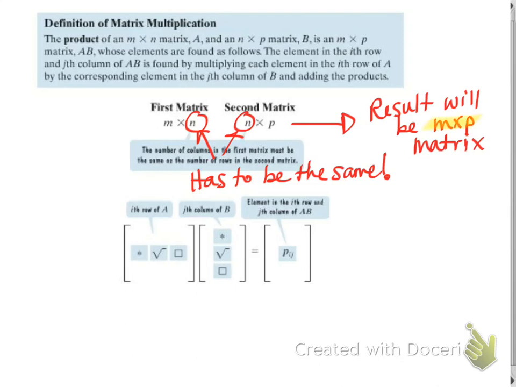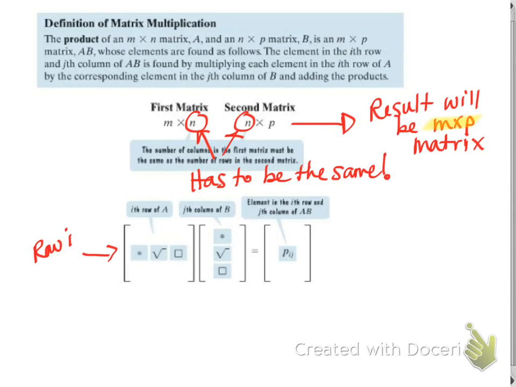Here's the second key. The last key is that the result will be an M by P matrix, and that's because it was M rows in the first matrix and P columns in the second matrix. So let's take a look at why we have to have them be the same.